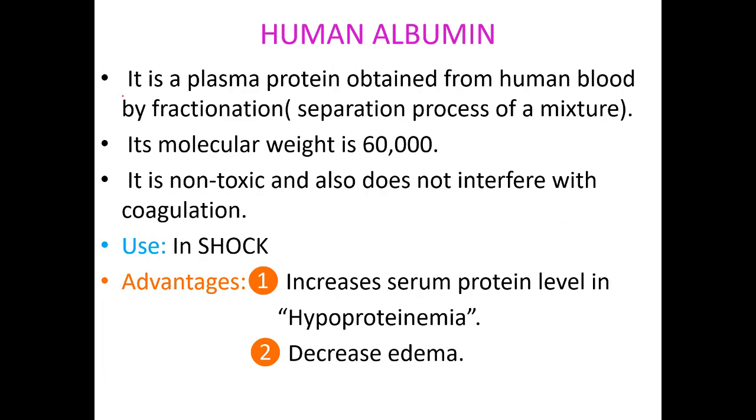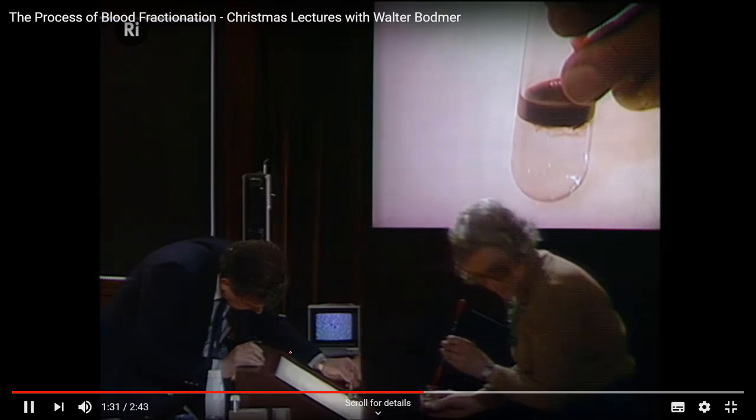Next one, human albumin. This human albumin is a plasma protein which is obtained naturally from human blood. We will do this by blood fractionation. So let's see how the separation method is done, how we will take this blood and how we will separate human albumin from that blood.